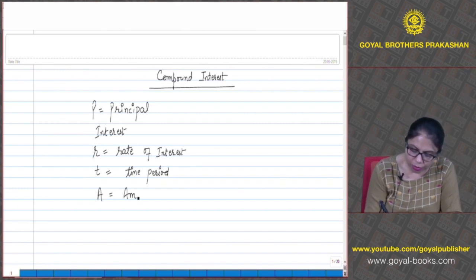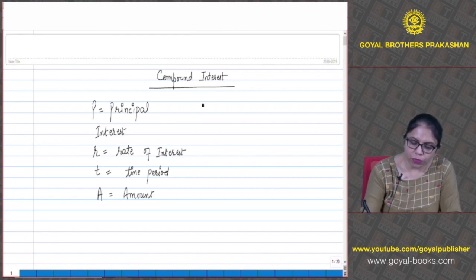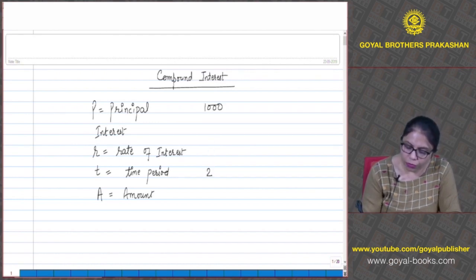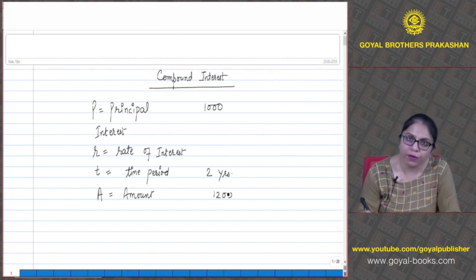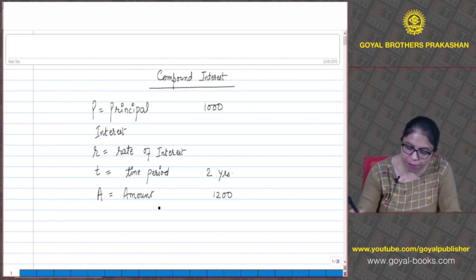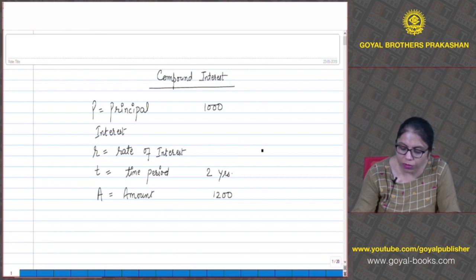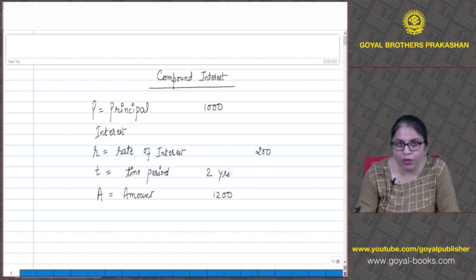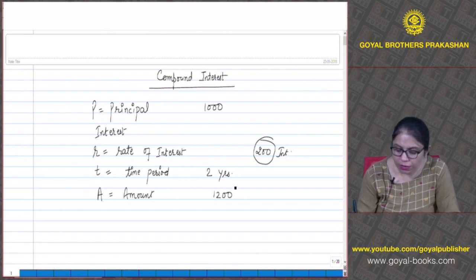Okay, suppose you deposit 1000 in a bank for 2 years and after 2 years you get 1200. The extra amount here is what? 200. You had deposited 1000 but you are getting 1200. That means the extra amount is 200. This extra amount is your interest, and this 1200 is known as your amount.